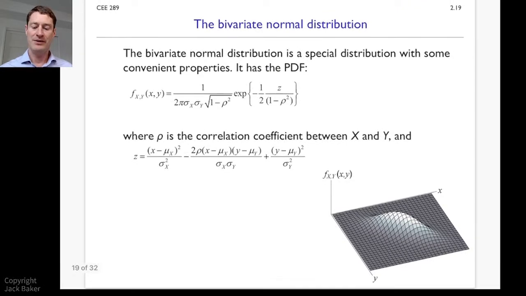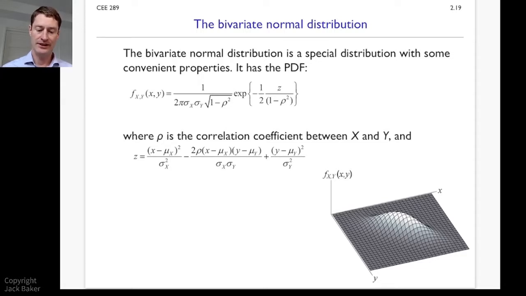Okay, so let's talk about the bivariate normal distribution now. This is a distribution that's got two random variables, right? So I'm going to talk about the probability density function for x and y jointly. I've got a joint PDF here, and it's going to have the following formula. If my PDF for x and y has this formula, I say that x and y are bivariate normal.